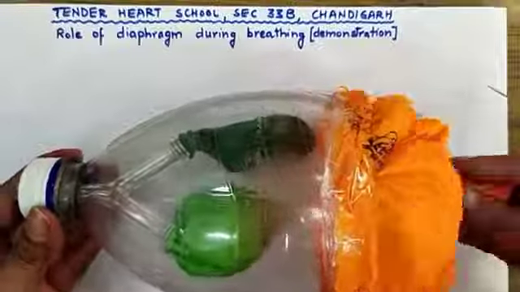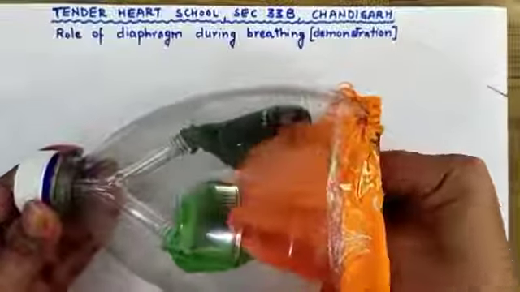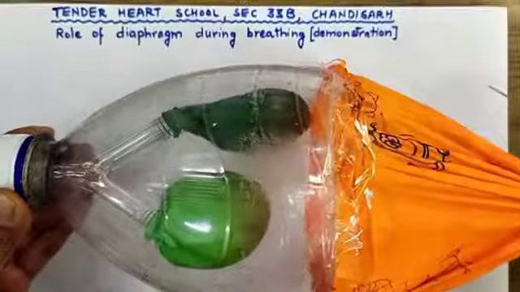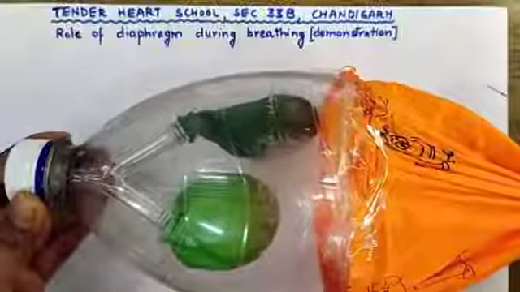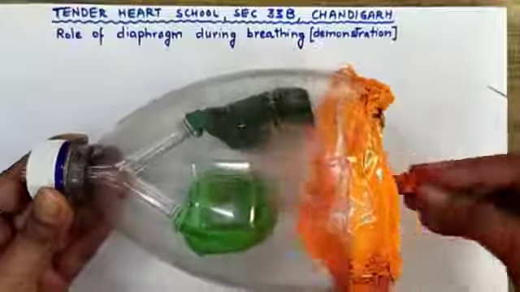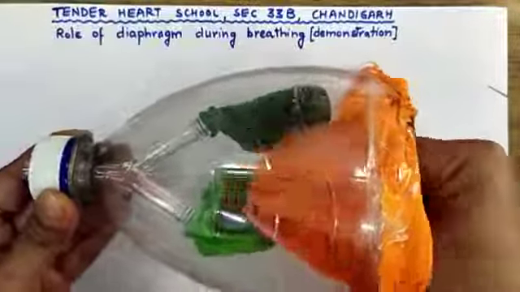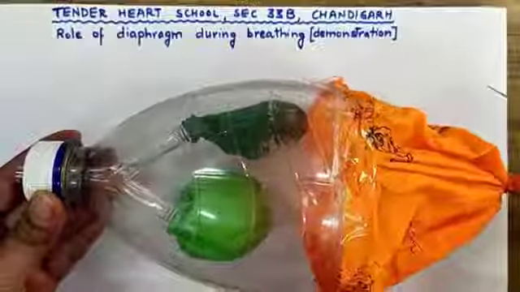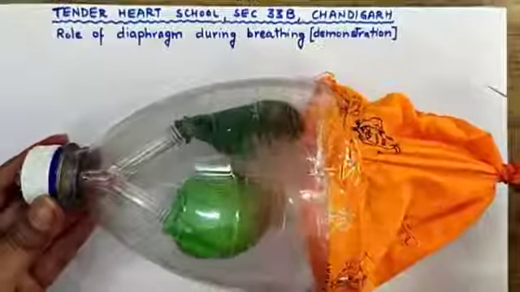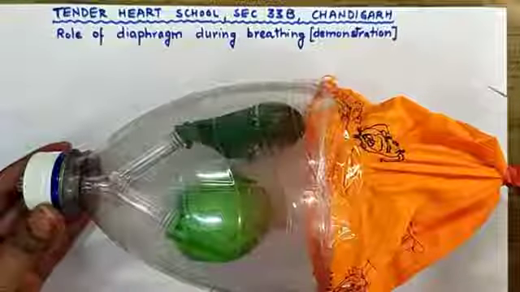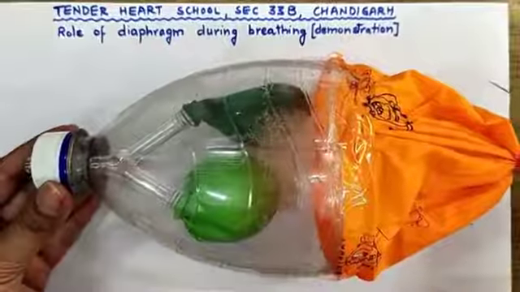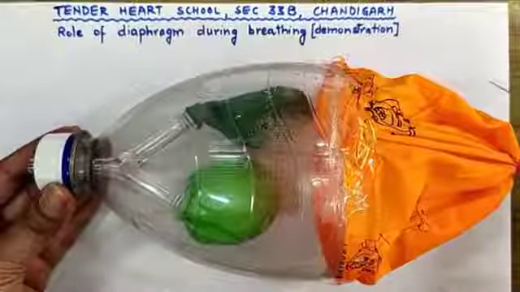Diaphragm is basically increasing the chest cavity lengthwise, and thus the lungs get space and they get inflated. Thank you, children. This is all about the role of diaphragm during breathing. You all can try this activity at home at your own end.